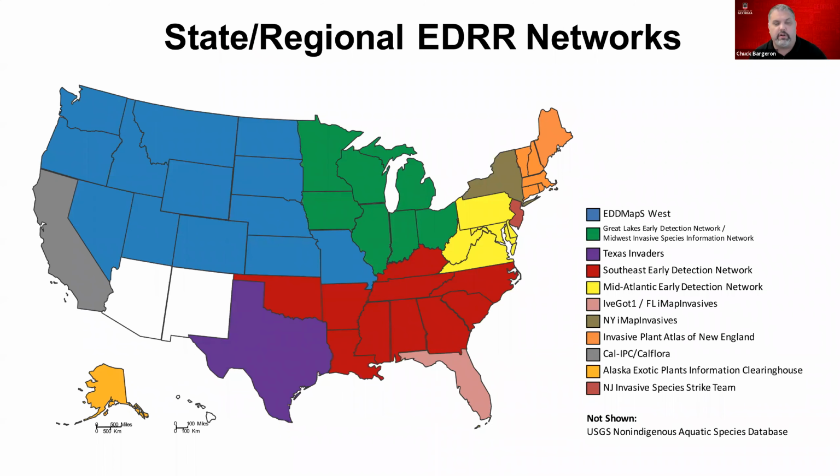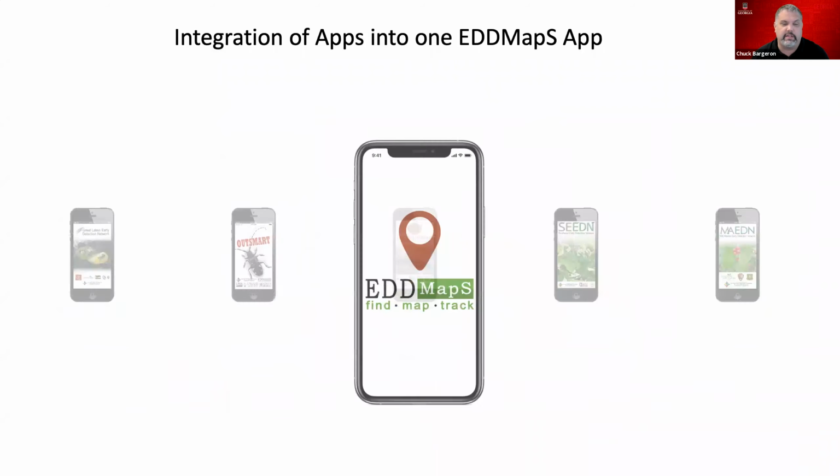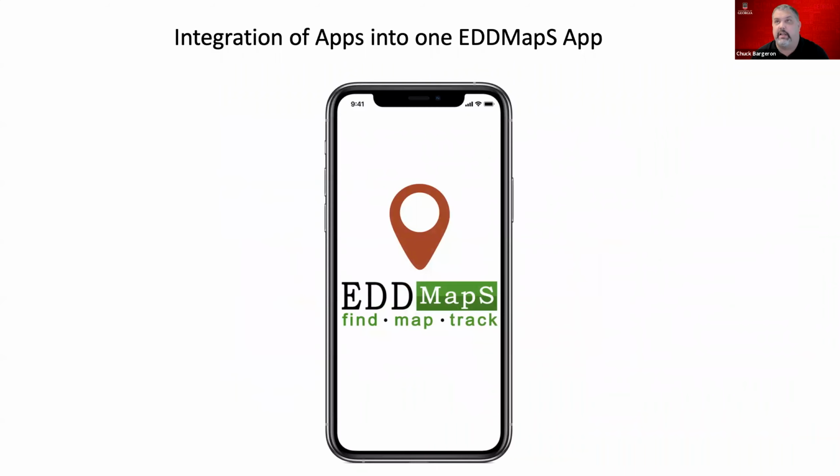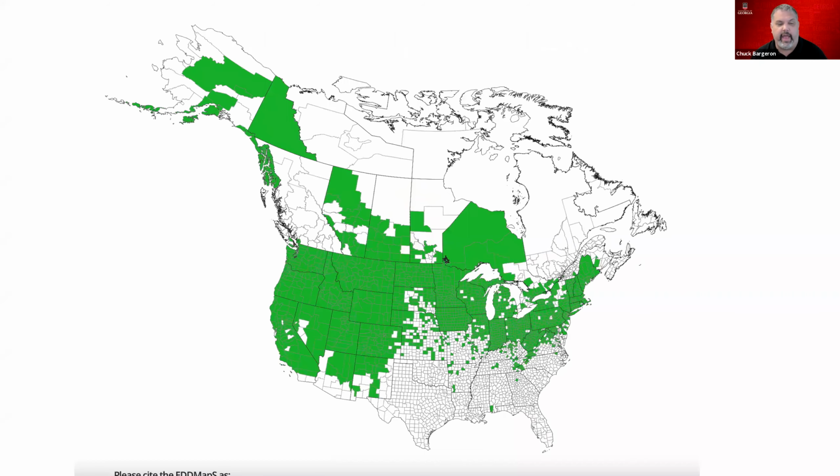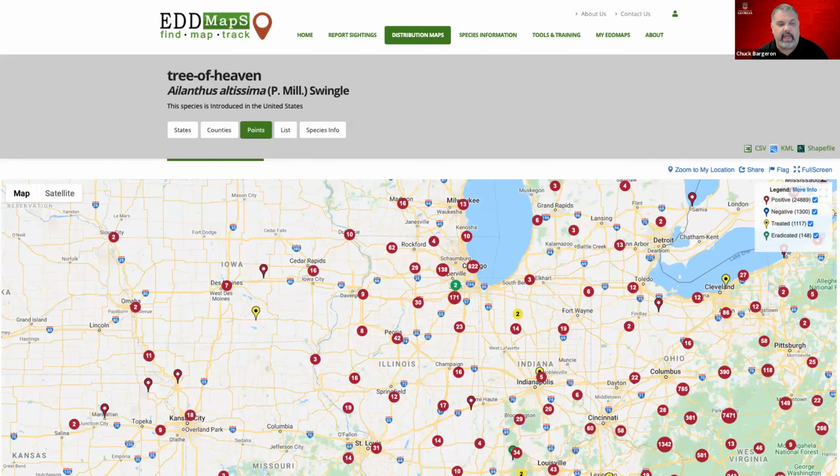There's networks across the country working on this. And we've recently integrated a lot of our tools into one standalone EDDMapS app where you can choose your state and then make those reports within that app. And EDDMapS has recently expanded into Canada, so we're starting to be able to see maps of these species, both of the US and into Canada.